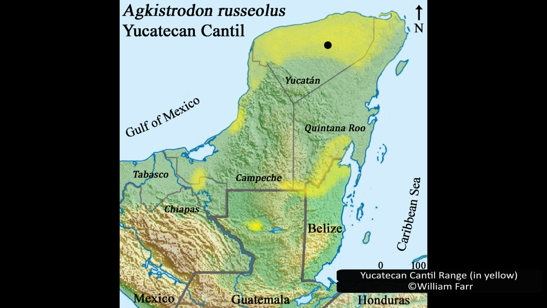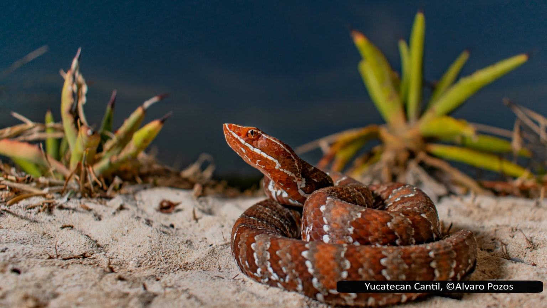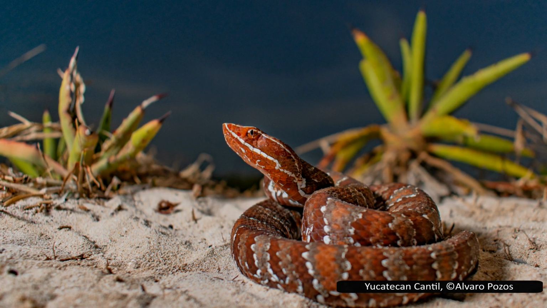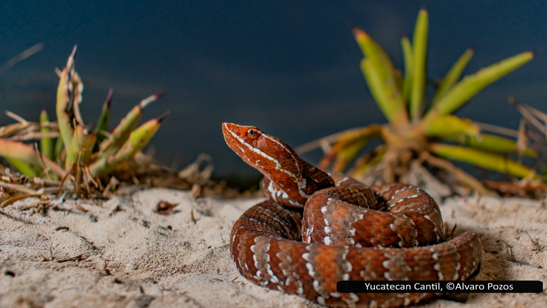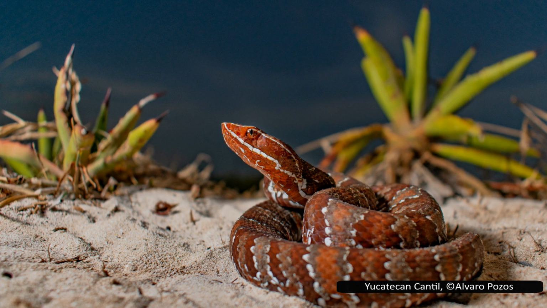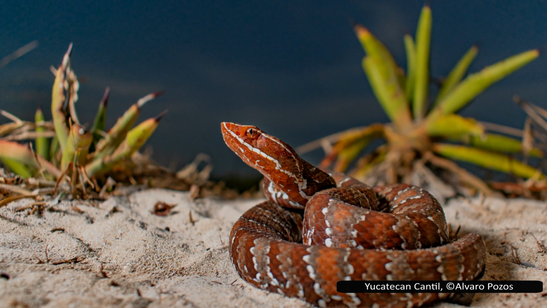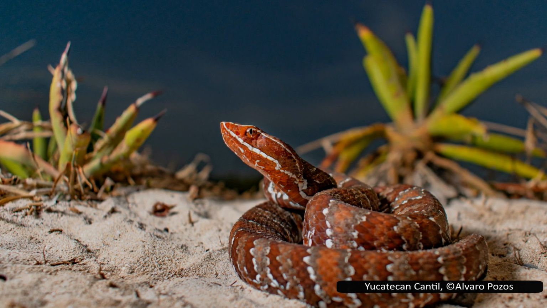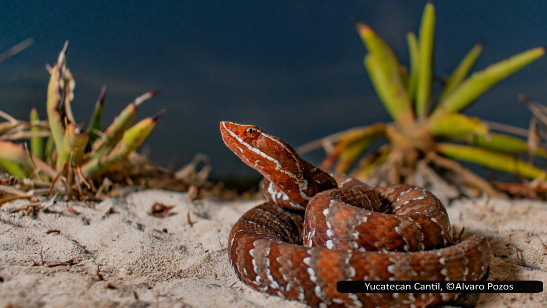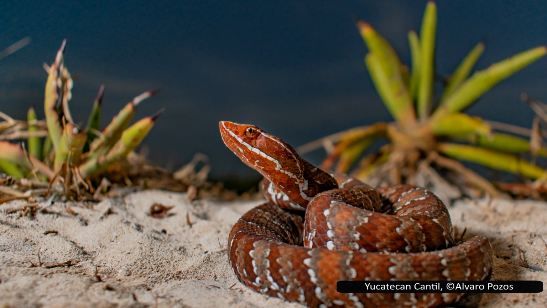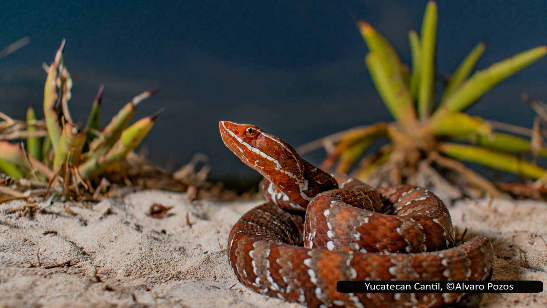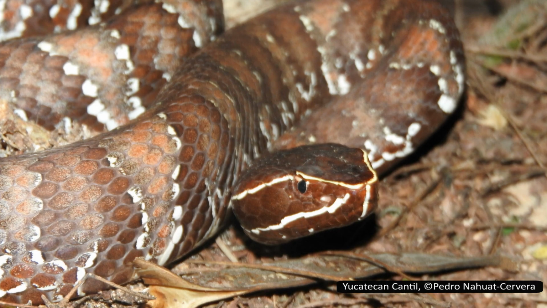As the name suggests, the Yucatecan Cantil, Agkistrodon russeolus, is only found on the Yucatan Peninsula in southeastern Mexico and northern Belize. Most of its sightings are at the northern tip of the peninsula, in the state of Yucatan in Mexico, but it has occasionally been sighted further south. Before 2013, it was considered a subspecies of the Cantil, before its status was elevated to a separate species. This unfortunately means that not too much is known about it, as any research historically done on it was attributed to the Cantil instead. Fortunately, given its restricted distribution, any Cantils found on the Yucatan Peninsula can retroactively be assumed to be the Yucatecan Cantil.